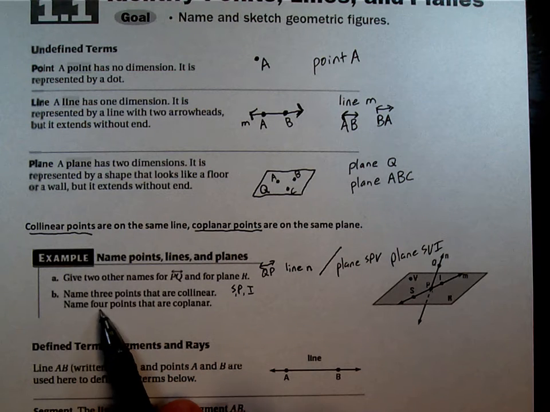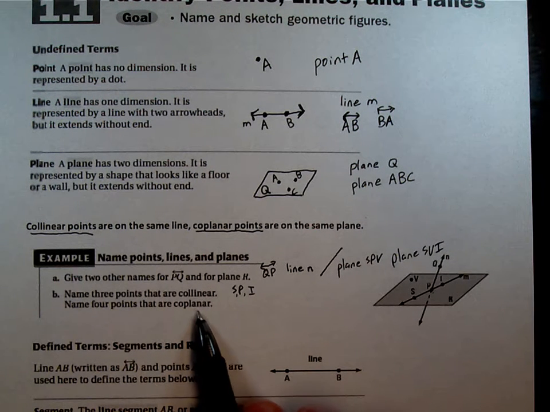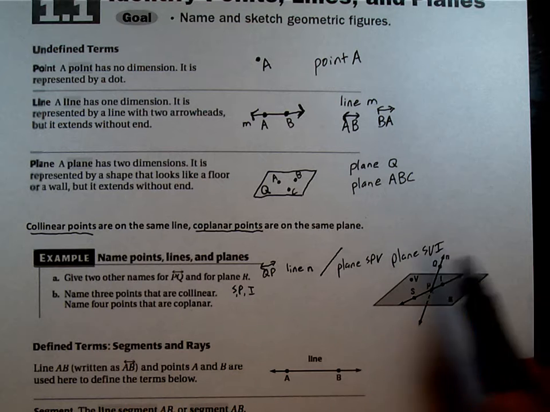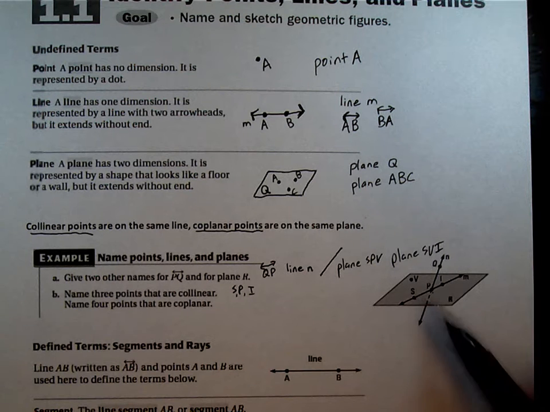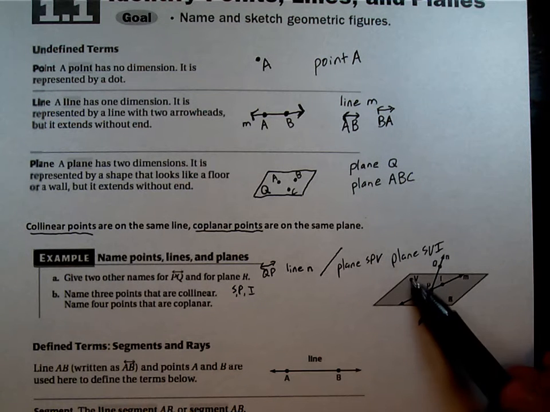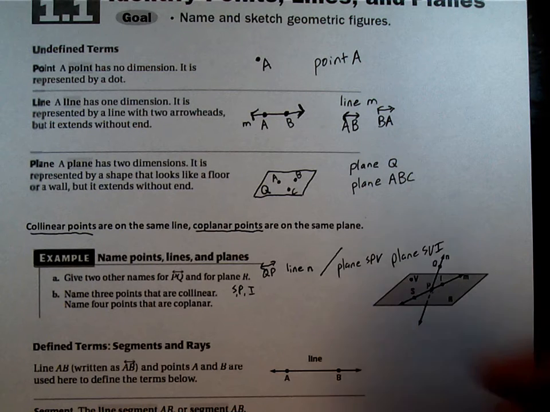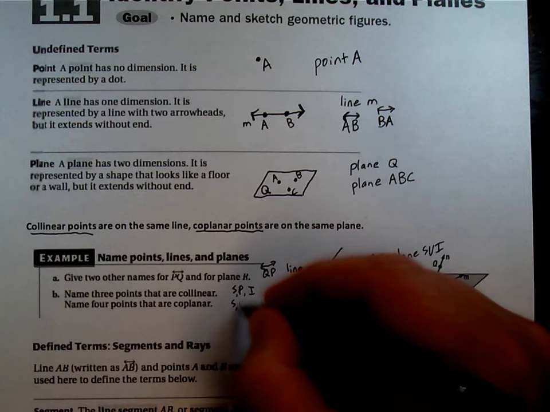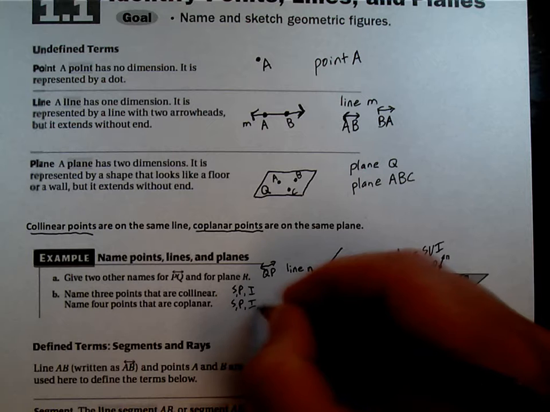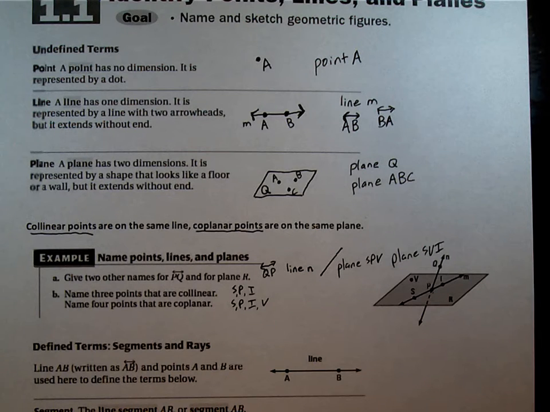Then the second part of this question says name 4 points that are coplanar. 4 points in the same plane. So once again, I can't use Q because it's not on the plane. But S, P, I, and V, those are the only options to use. You can use them in whatever order you want, but those 4 letters all exist on that same plane.